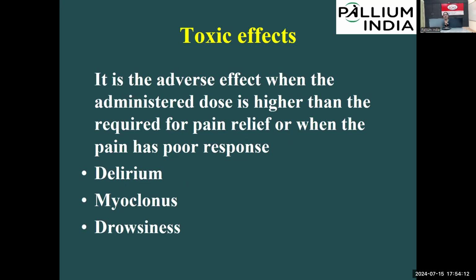So what are the toxic effects? The adverse effects occur when the administered dose is higher than that required for pain relief, or if the pain is not opioid sensitive, and the patient may result in toxicities. The common toxic effects include delirium, irrelevant talk, myoclonus, jerky movements, which the patient may report, and drowsiness. Here, the drowsiness would be extended drowsiness. So these are the toxic effects of morphine.